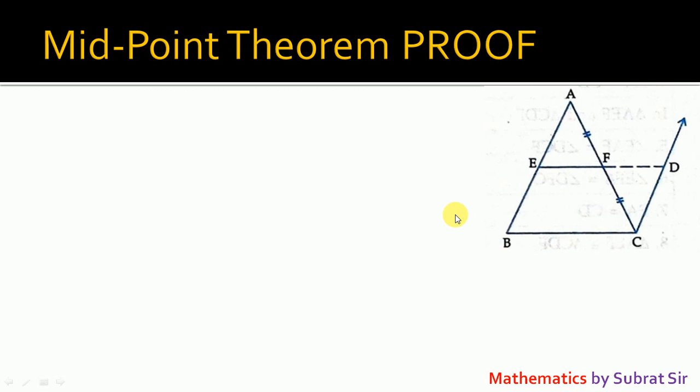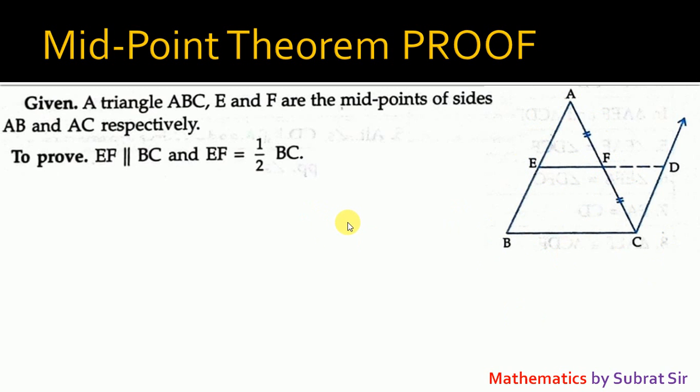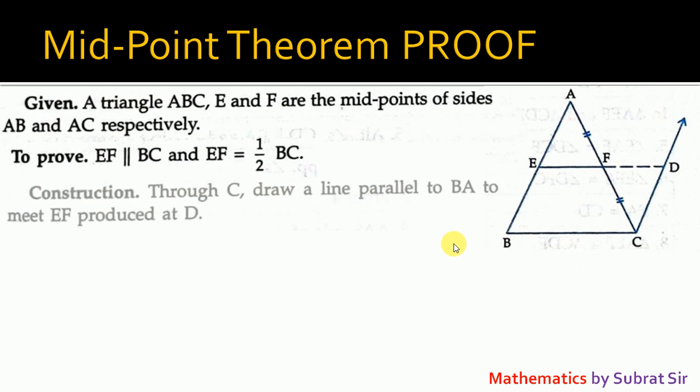So now let us prove. Given is triangle ABC, and E and F are the midpoints of the sides AB and AC. We have to prove that EF is parallel to BC, and also EF is equal to half of BC. For the proof we have to do some construction.